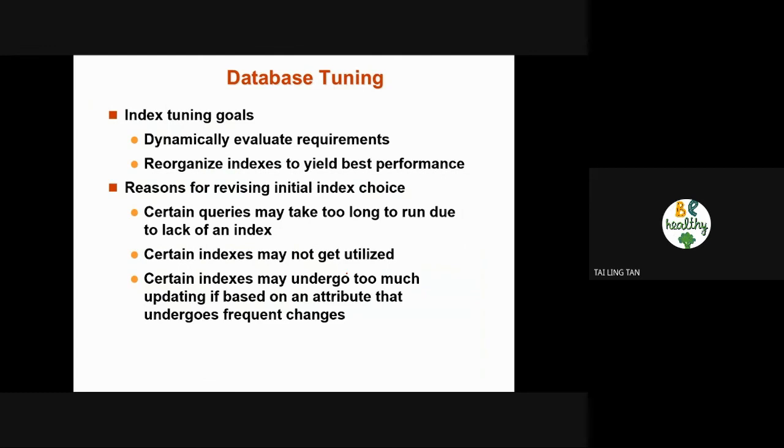The index may also undergo too many updates. You index it, but they keep changing. So the server may from time to time need to do the updating again and again. So look at the attribute that undergoes frequent change. If you change your address so many times, then of course you won't use the address as an index.